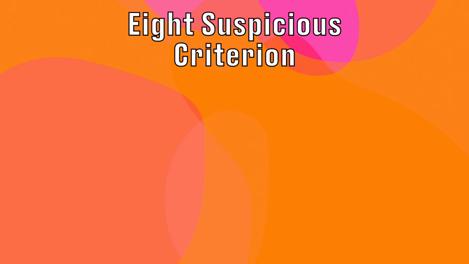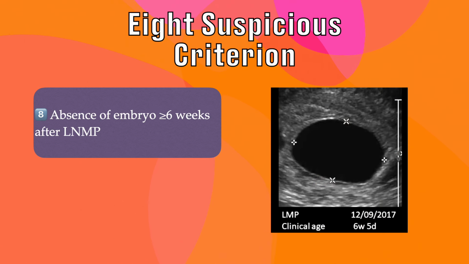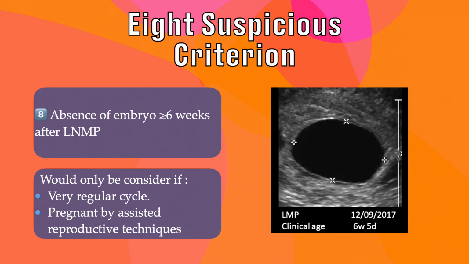The 8th suspicious criterion is absence of embryo 6 weeks or more after the last normal menstrual period. So we can see here it is supposed to be 6 weeks and 5 days according to her last menstrual period, but there is no embryo seen. But caution should always be taken when using this criterion because a lot of women do not have regular cycles. So this sign should only be considered if there is a reliable menstrual history of regular cycles or if it is a pregnancy by assisted reproductive techniques.